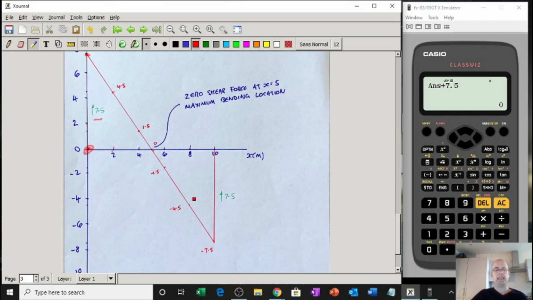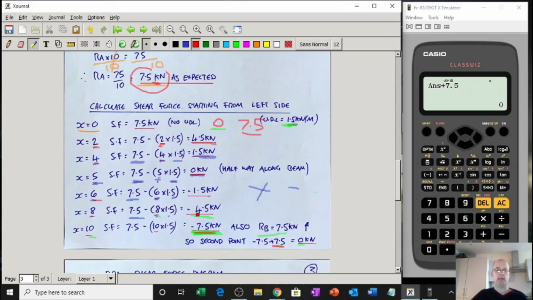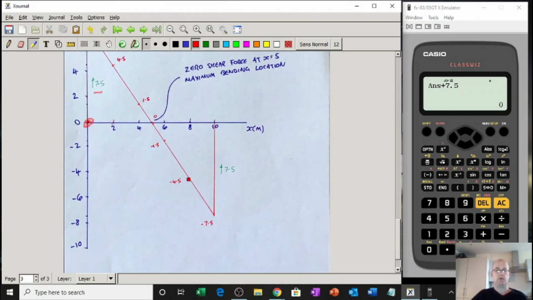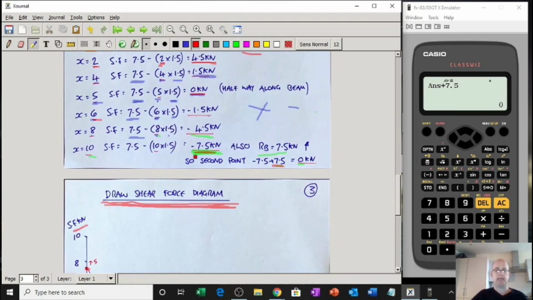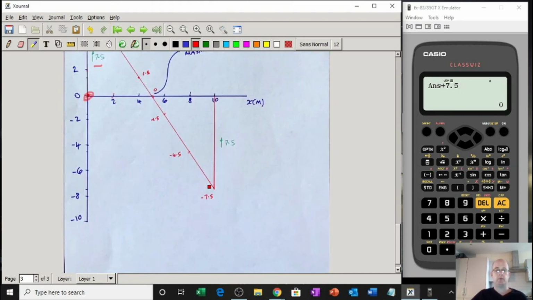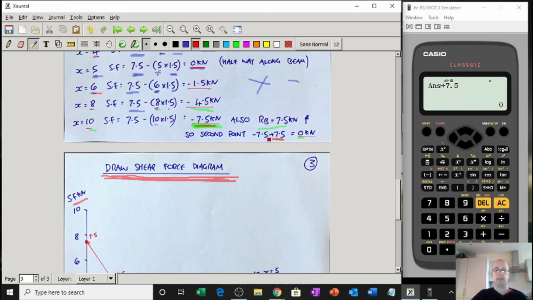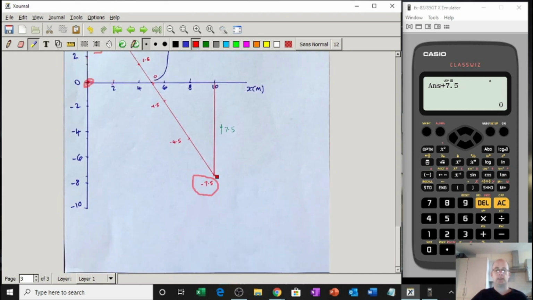And then at x equals 8, we know now it's symmetrical, minus 4.5, and then at 10 it's minus 7.5. Then this 7.5 kicks in, so you've got 2 points. Plot that point, and then plot that point.